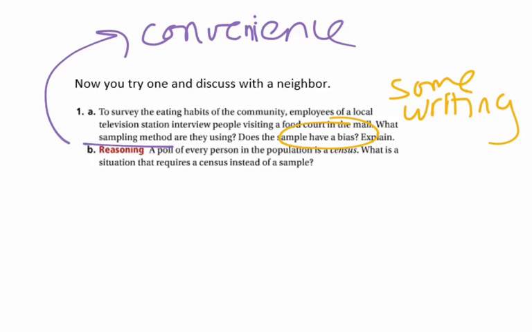Second question there is, a poll of every person in the population is a census. What is a situation that requires a census instead of a sample? So why would we need to know stuff about every person in the United States?